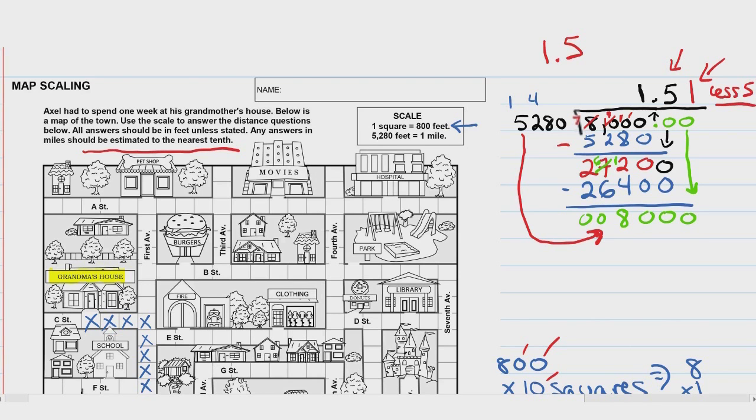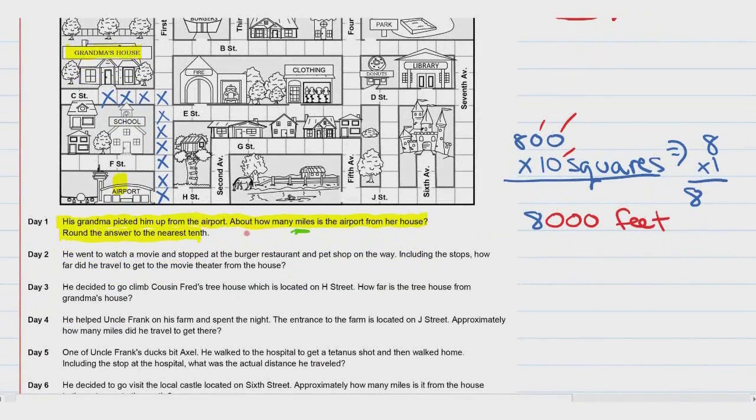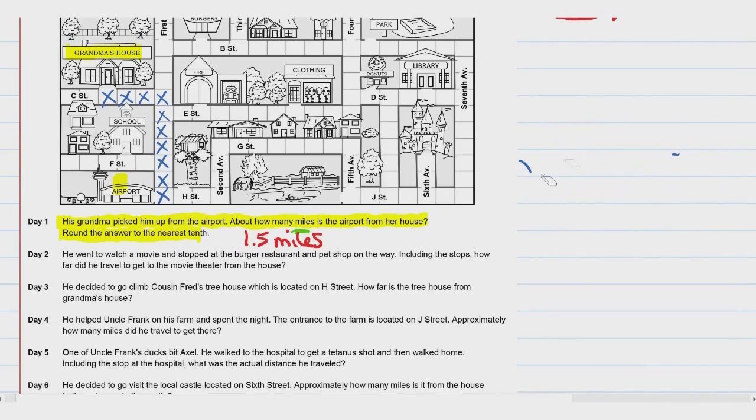So really you don't have to waste your time. We know the answer is going to be 1.5 miles. So right here I put 1.5 miles as my estimate or my approximation in miles. All right, there's day 1. Let me clean this up really quick and we'll take a look at day 2 before I set you free.